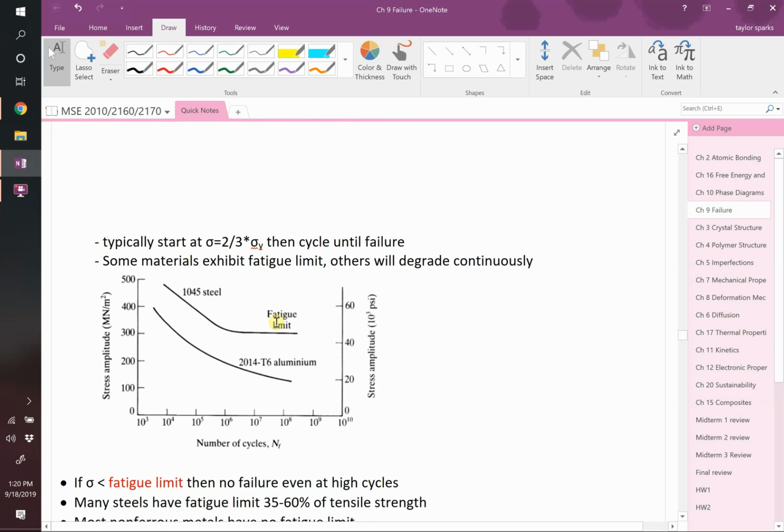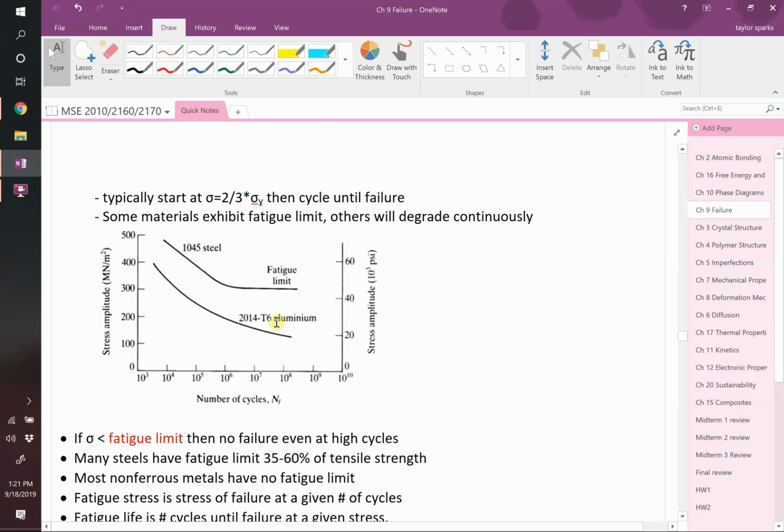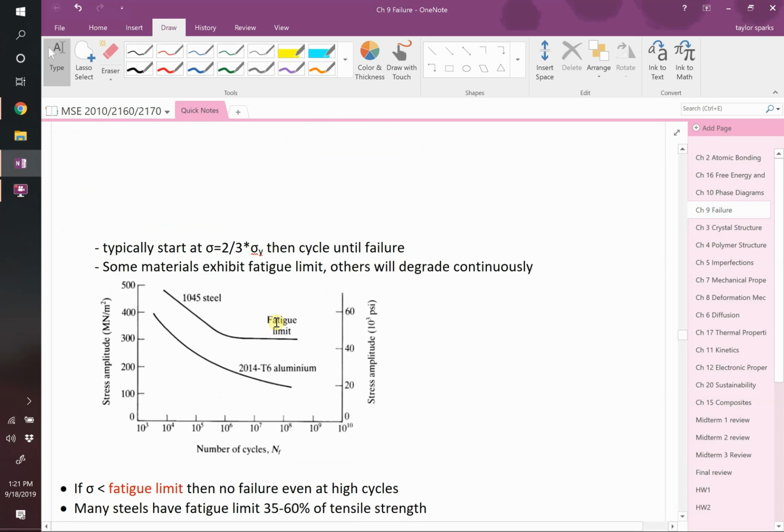So because of that, we have this really slick thing where some materials exhibit a fatigue limit and some don't. So here's what I'm talking about. You see this plot. Here we're showing you the stress amplitude. What's an amplitude?